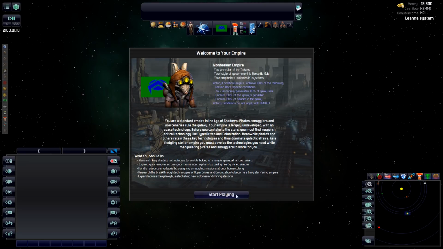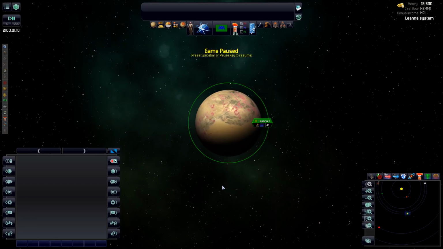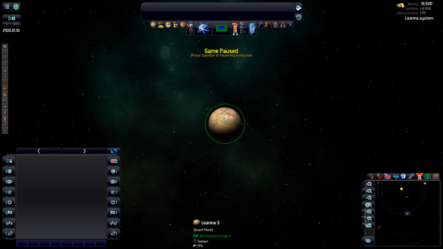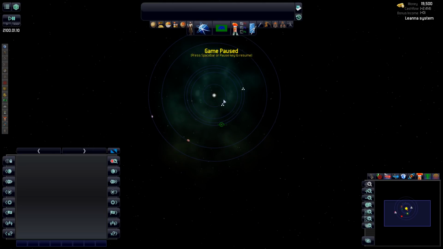All right, so I'm not going to have any stupid rules like not trading with pirates or anything like that. Basically can't play that way in a pre-warp game anyway. So we're going to be paying them off for protection, all that kind of good stuff. So I won't have that kind of restriction on myself in this game. So we're going to hit pause and see what we're starting with.